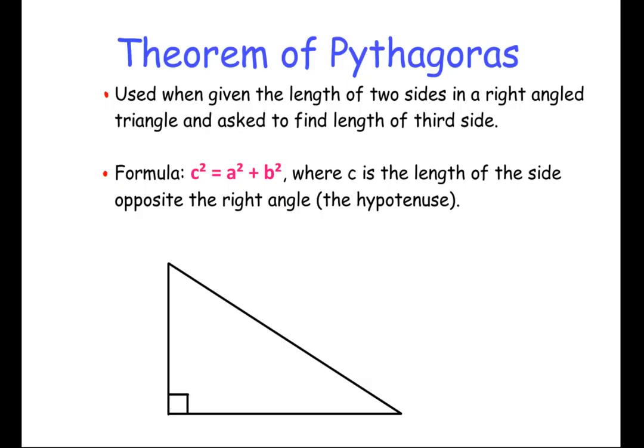The theorem of Pythagoras, or Pythagoras' theorem, is used when you're given the length of two sides in a right angle triangle and asked to find the length of the third side. So the formula, which is on page 16 in the log tables, is c squared is equal to a squared plus b squared, where c is the length of the side opposite the right angle.